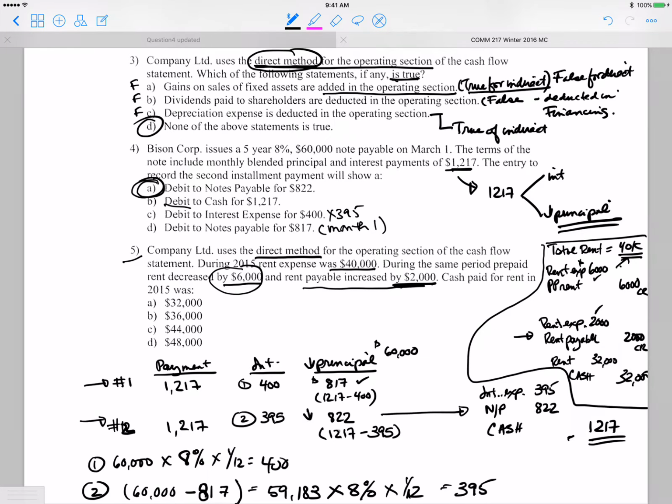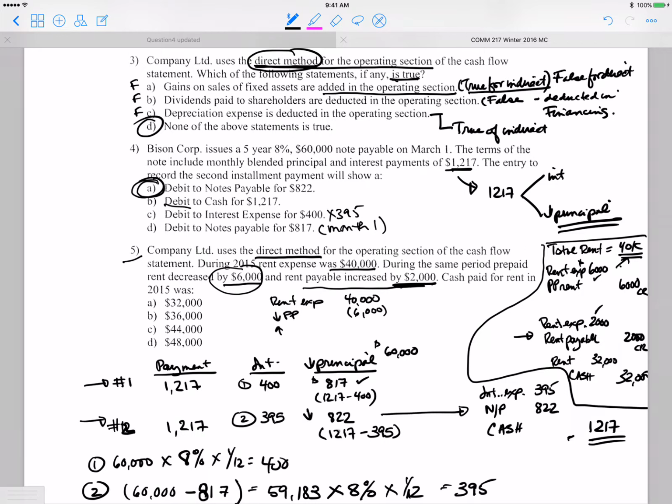Okay, so this is one way to look at it. The other way to do it is to start off with your rent expense of $40,000 and reduce it by the decrease in prepaid, which means you're incurring rent expense, but you've prepaid this, so this reduces your cash.